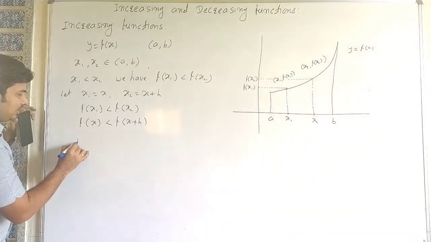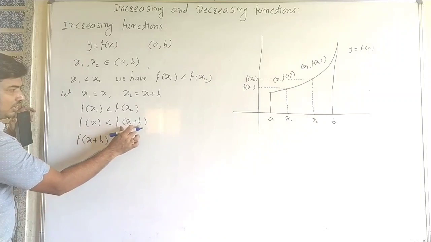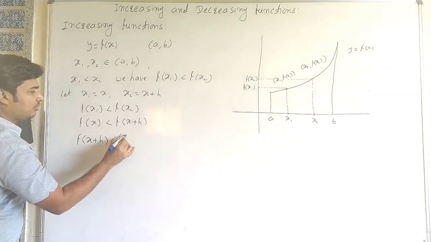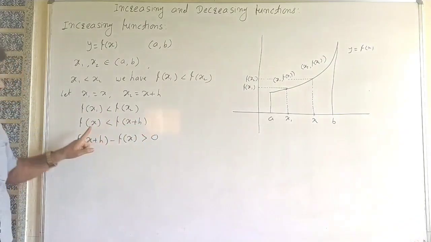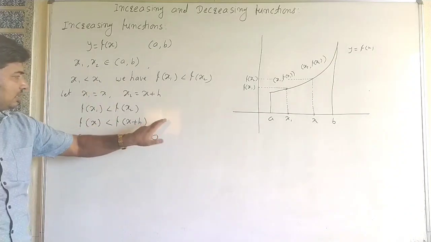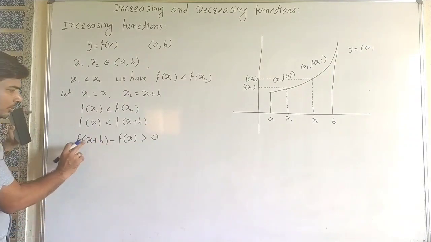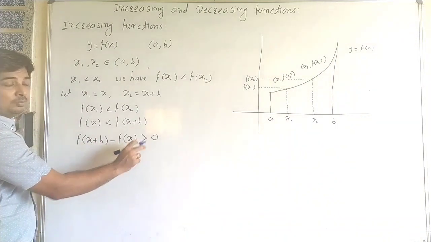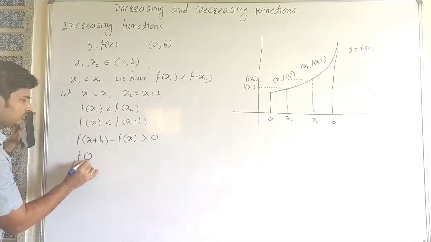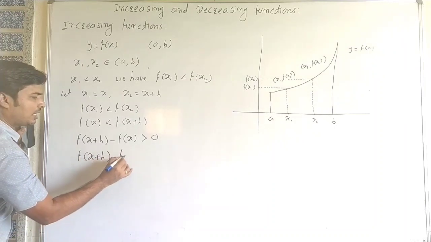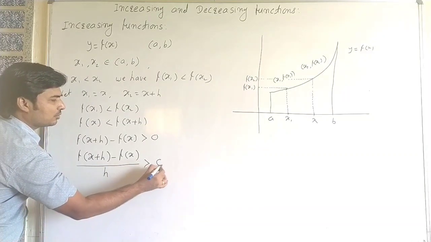Then we can write f of x plus h minus f of x is greater than 0. Taking f of x to this side, it is minus, therefore f of x plus h minus f of x greater than 0. Now h is the difference between them, therefore we can divide: f of x plus h minus f of x upon h is greater than 0.